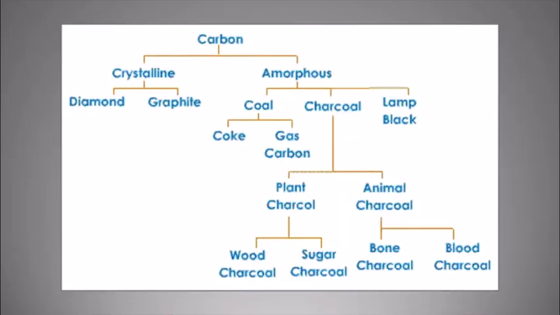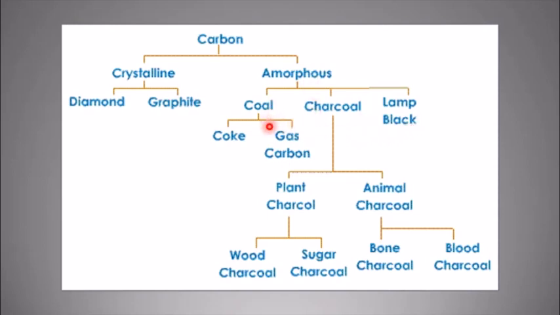Let us now first focus on two forms of carbon, that is crystalline and non-crystalline. The crystalline forms of carbon, the examples are diamond, graphite and fullerene. And the amorphous or non-crystalline forms of carbon, the examples are coal, charcoal, lamp-black, etc.